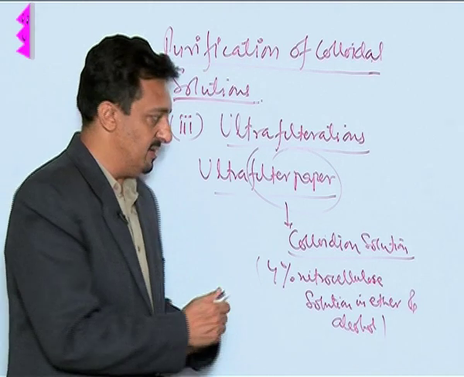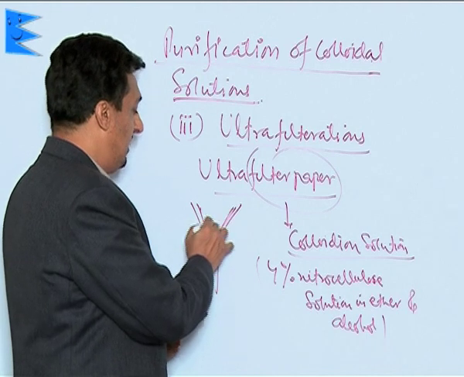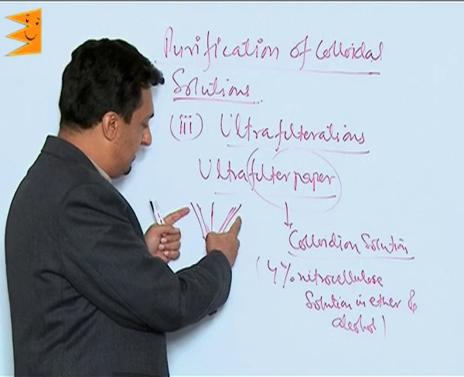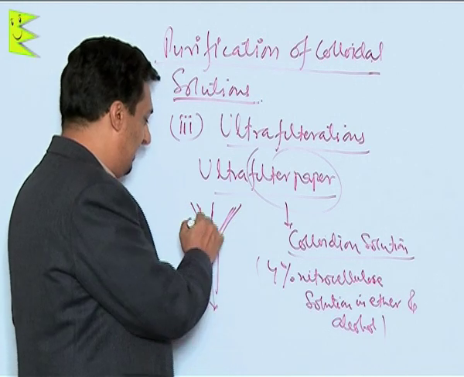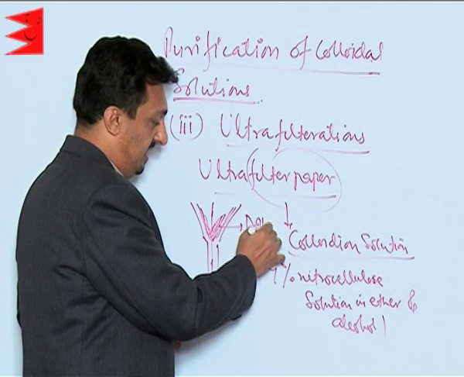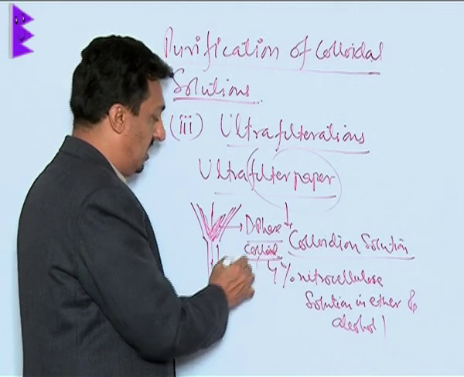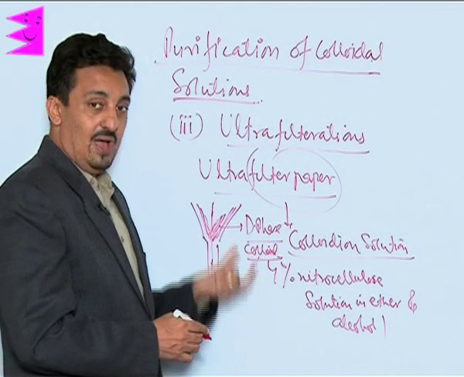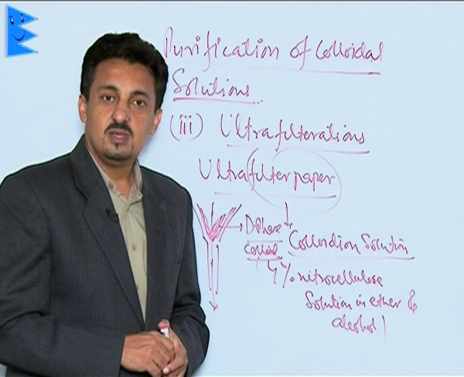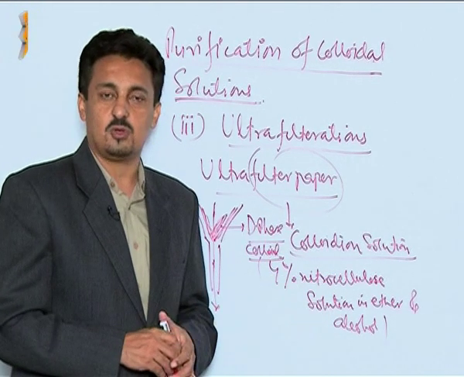Now that filter paper, when used in the normal filtration process, when fitted in this filter funnel, does a kind of filtration where all the soluble impurities come out along with the dispersion medium, whereas only your dispersion phase or your colloid is left behind. So this process of filtering the colloidal solution through ultrafilter paper is called ultrafiltration. How we prepare it, I have told you: by using 4% nitrocellulose solution, which is called collodion solution.